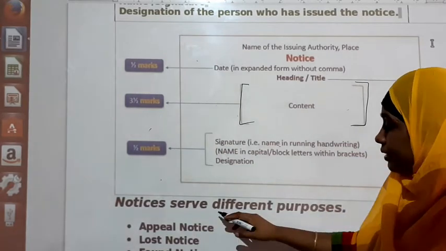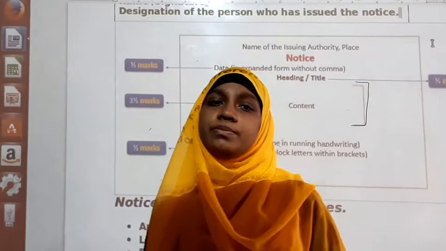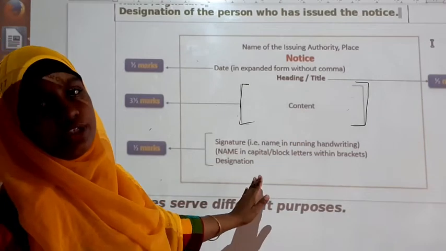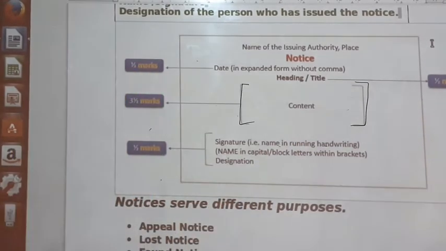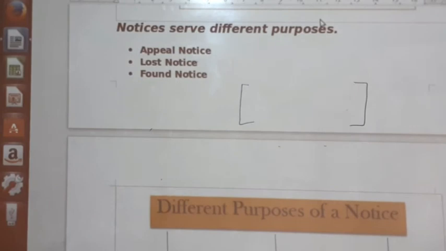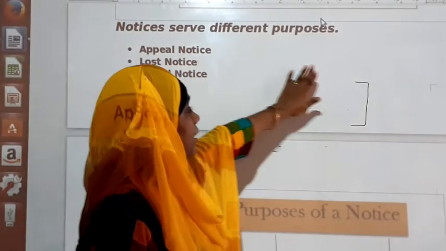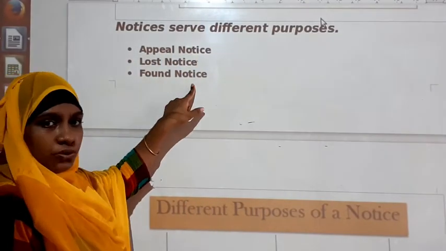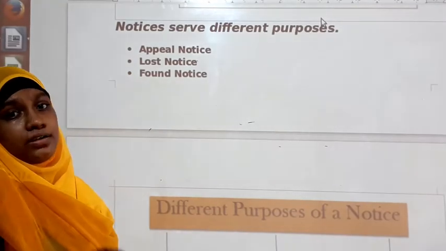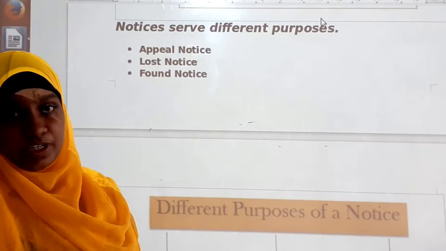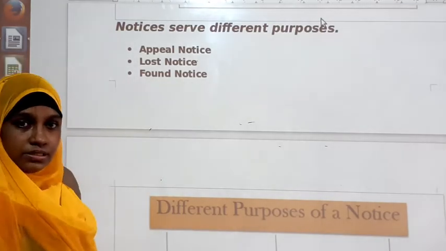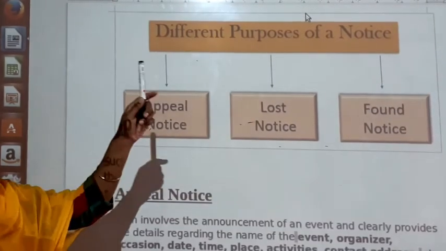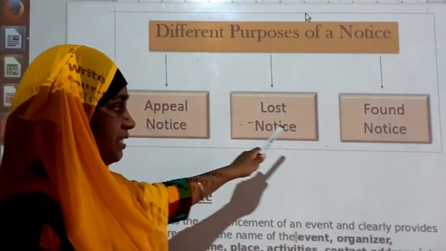Next, see here, notices serve different purposes. Not only informing, but also for some other purposes notice writing is used: for appeals, lost notices and found notices, or for conducting an event or celebration, or for informing students. See here the different purposes of a notice: appeal notice, lost notice, found notice.